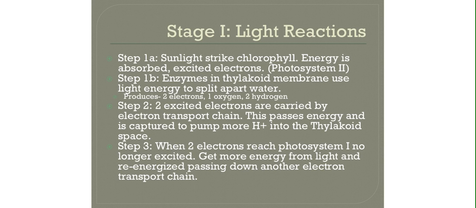At the same time, in step 1B, enzymes in the thylakoid membrane use light energy to split apart water. So right now, light is being absorbed, you create two excited electrons, and you have enzymes, also known as proteins, splitting apart water. After step 1, you have produced 2 electrons, 1 oxygen, and 2 hydrogen, because you're breaking apart water. Those 2 hydrogen are positively charged and are released inside the thylakoid interior space, and that will come into play in a little bit.